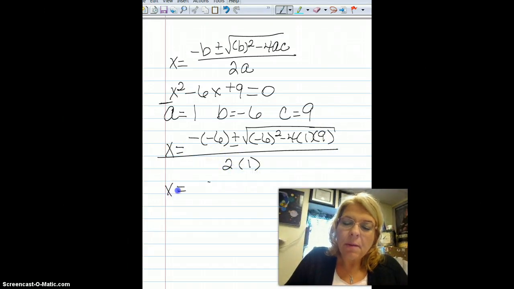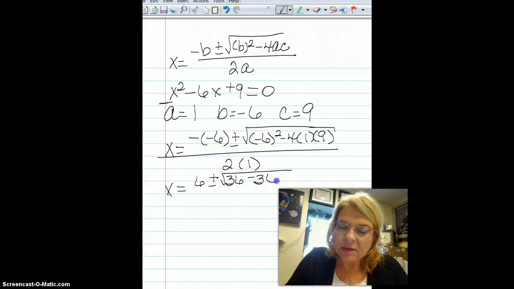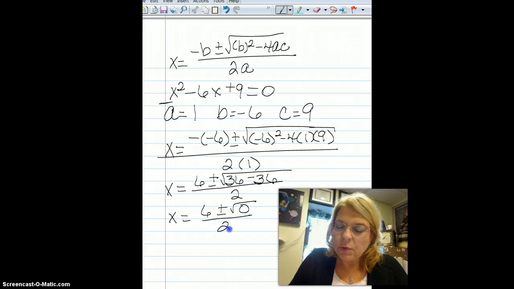So I get positive 6, that's the opposite of negative 6, plus or minus the square root of 36 minus 36 over 2. So I get 6 plus or minus the square root of 0 over 2.